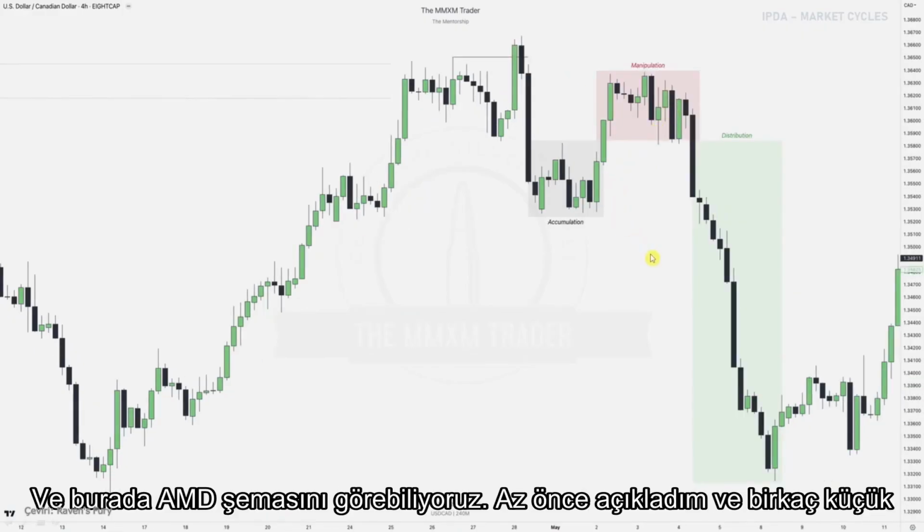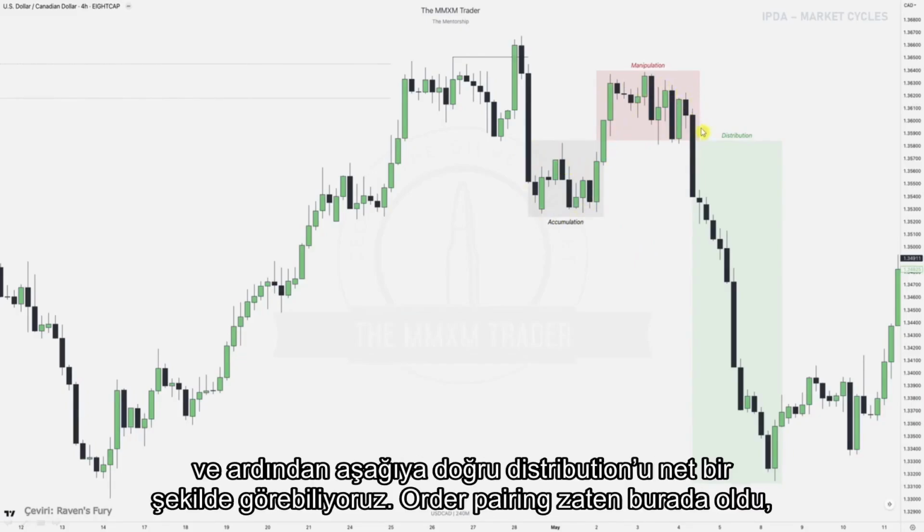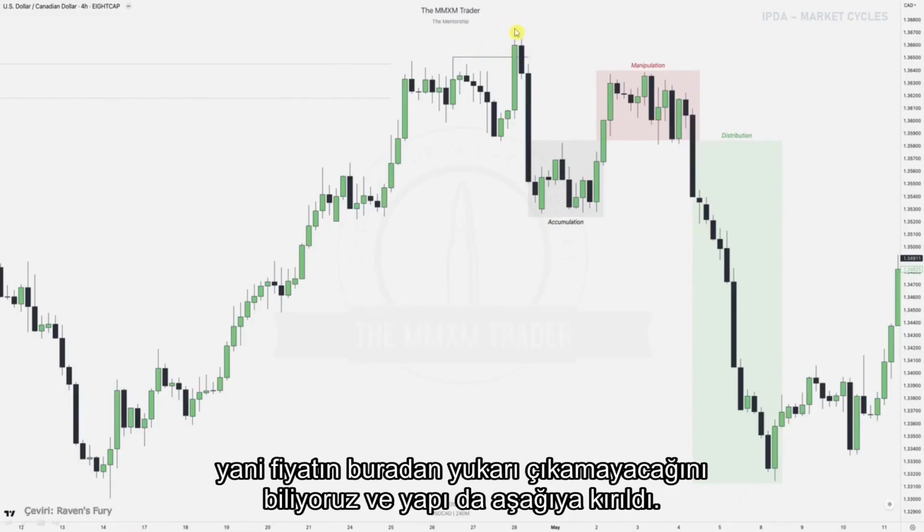And here we can see the schematic of the AMD, right? I just explained it, and with a little bit more annotations, we can clearly see the accumulation phase into the manipulation phase, and then distribution lower, right? Order pairing happened up here already, so we know we cannot go higher than here, and we broke structure lower.